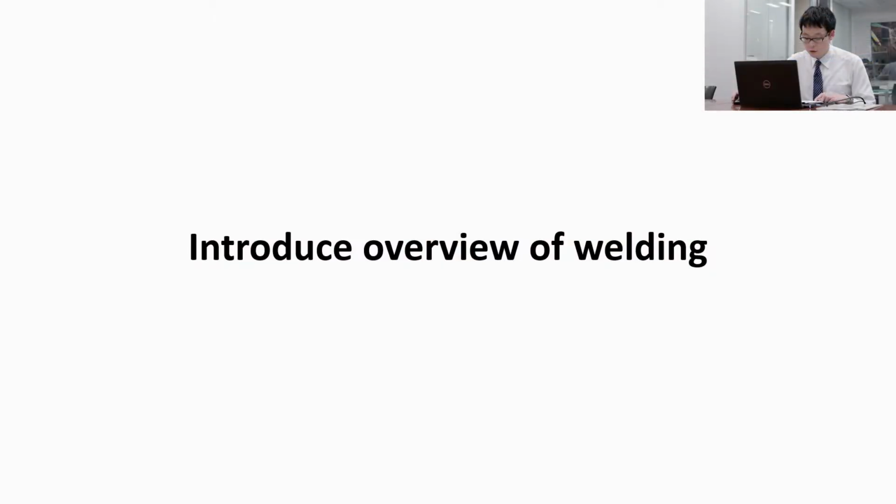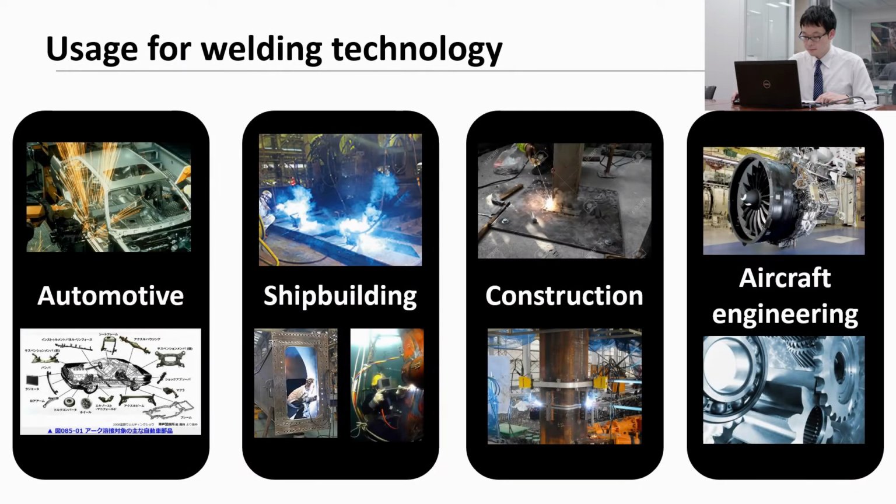From now, we will introduce an overview of welding. Welding is used in many situations, like automotive bodies, shipbuilding, construction, and aircraft engines. Recently, there are several needs to improve stability for welding and reduce the weight of the body. So we think the market need for improving welding efficiency is increasing around the Asia market.